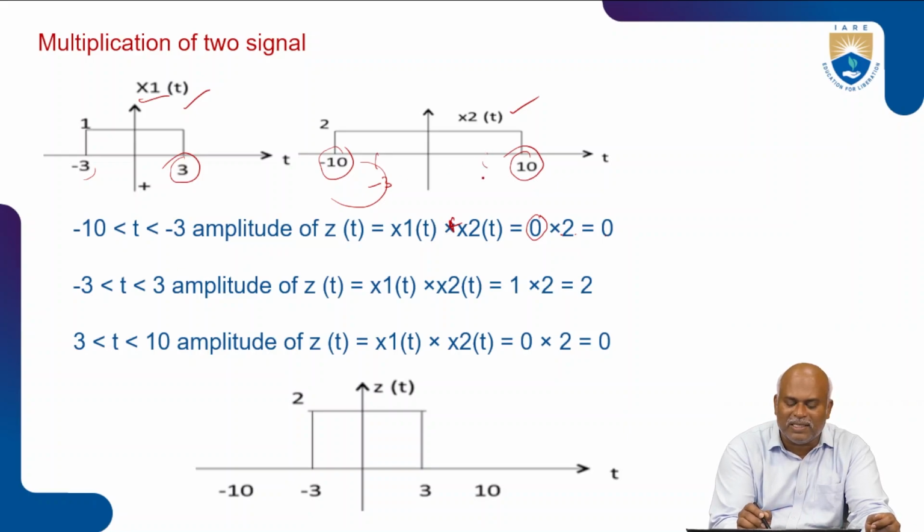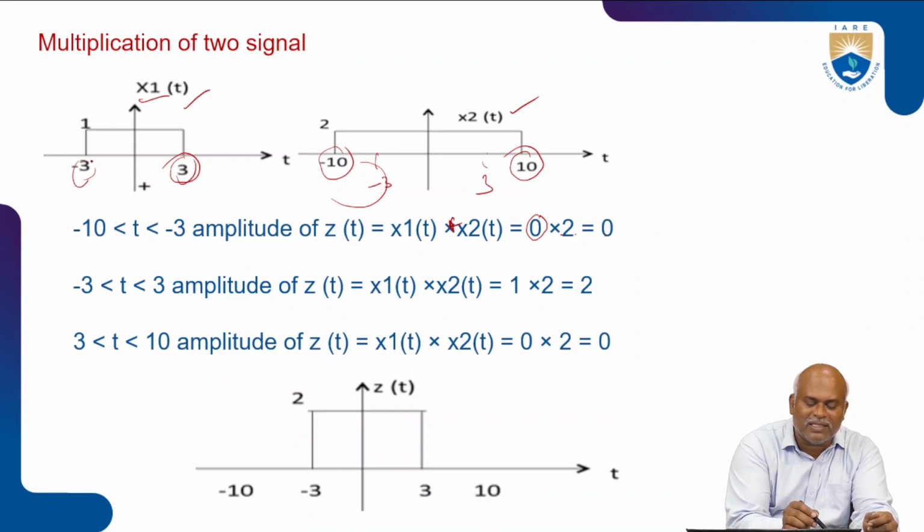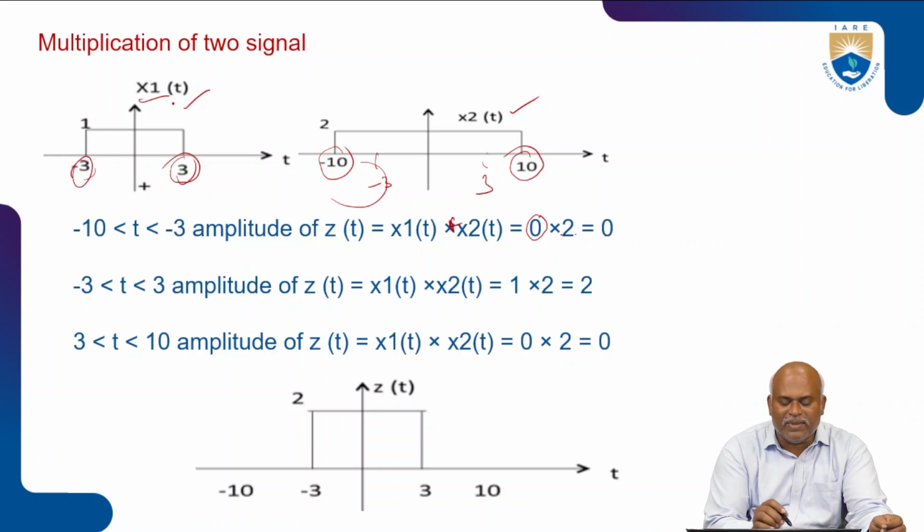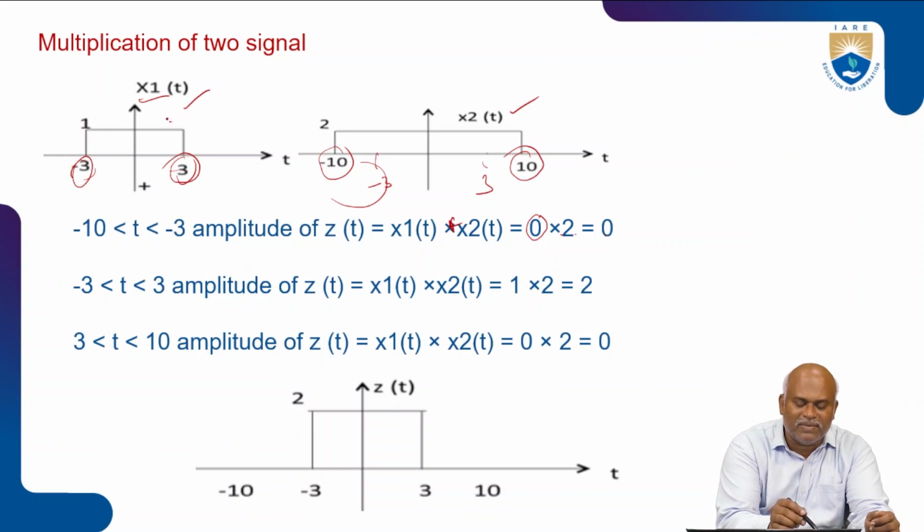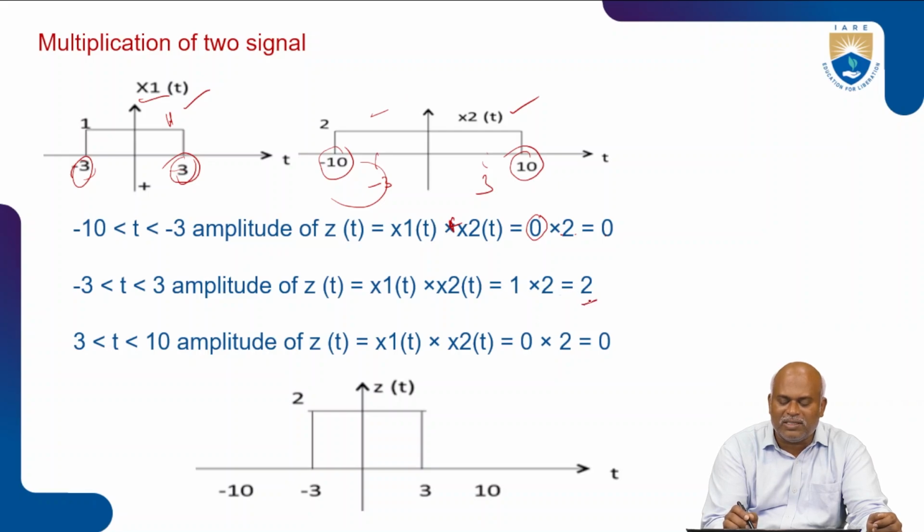Yes, -3 to +3. Here the values from -3 to +3 exist in x1 of t. Then z of t is equal to x1 of t into x2 of t. This amplitude is equal to 1, this amplitude is equal to 2. 1 into 2 is represented as 2.